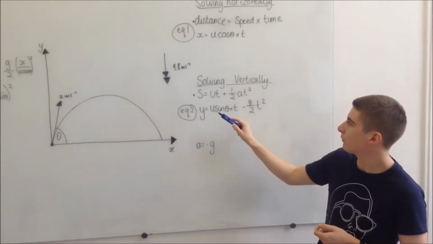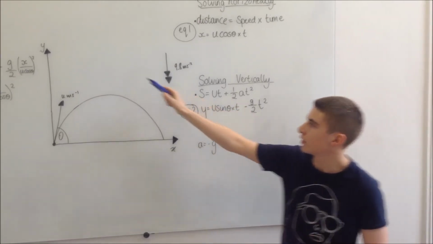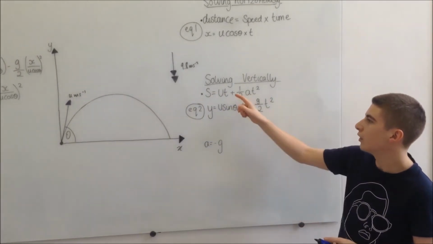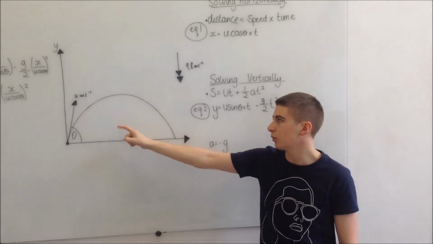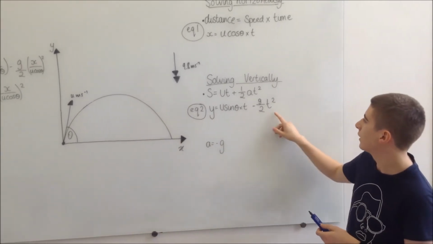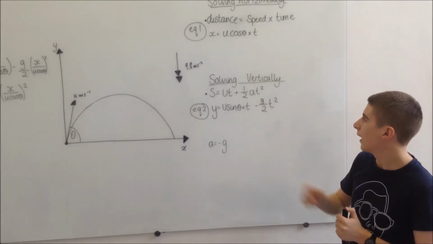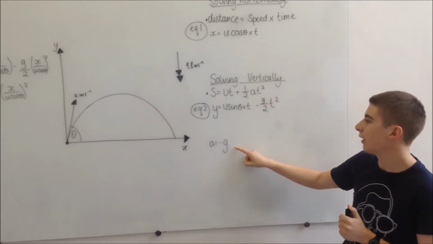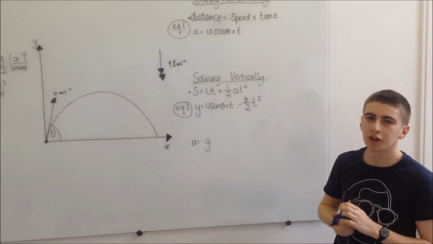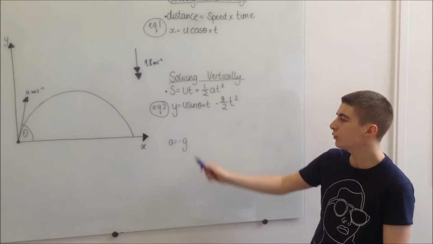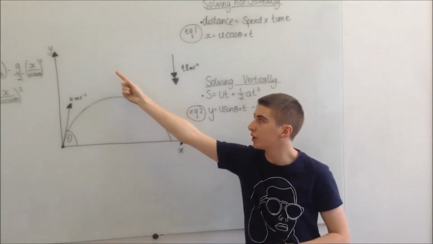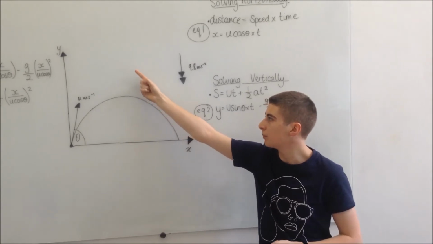Now we have replaced s with y because it's the vertical displacement, and u with u sine theta because it's the vertical component of speed. We've kept t and t here, and instead of writing a, we've got minus g. g is 9.8, which is the value of the acceleration due to gravity on Earth. The reason why it's negative is because it's in the opposite direction to the positive vertical displacement, y.